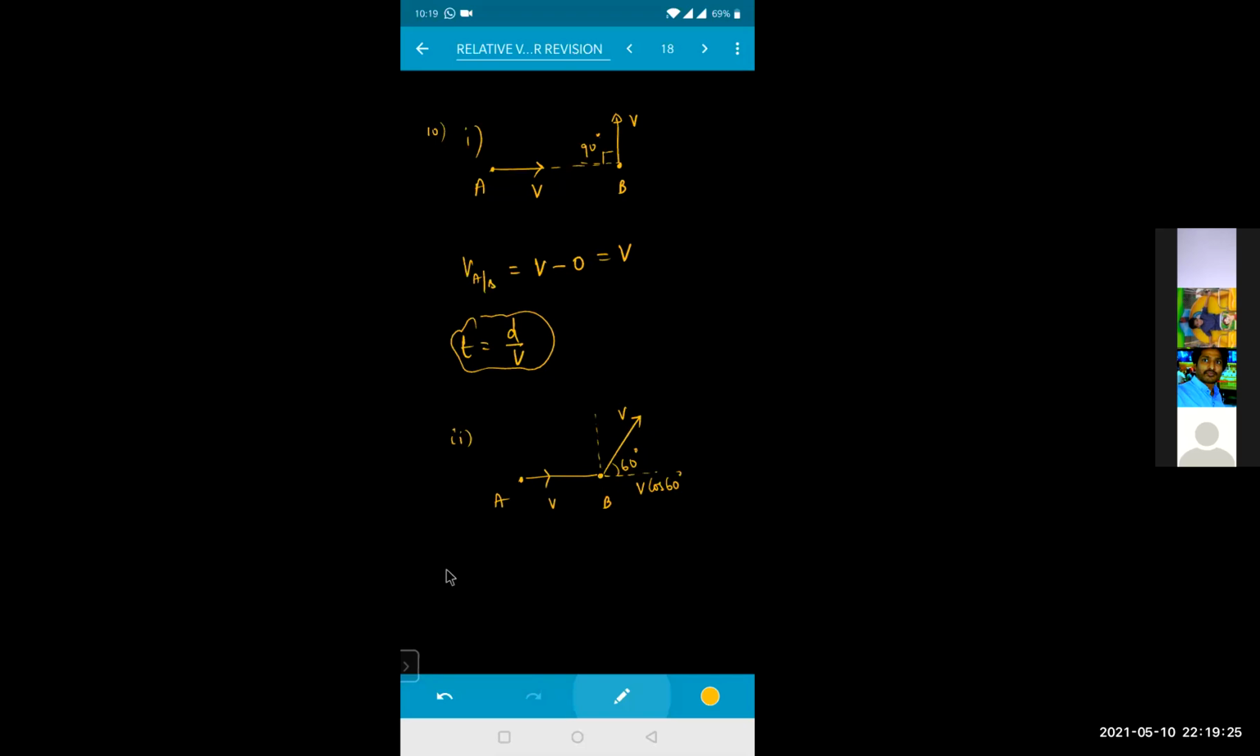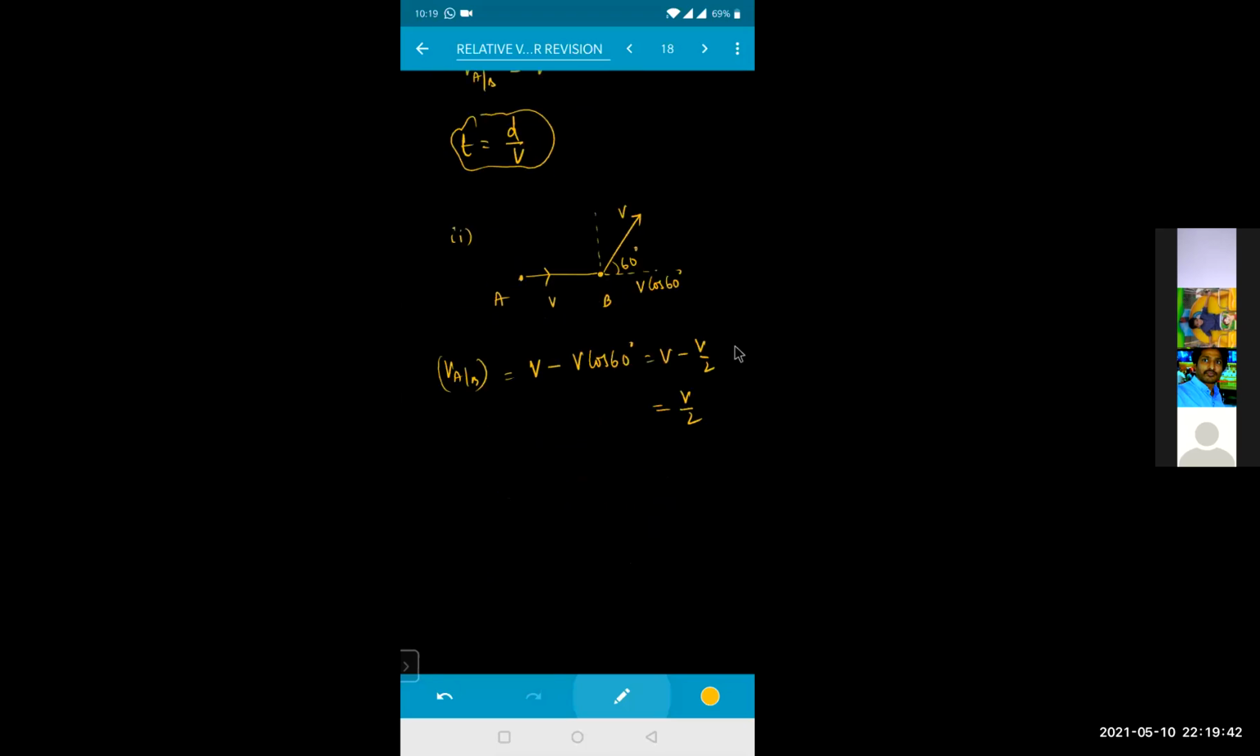So velocity of A with respect to B along the line AB will be equal to how much? V. This one is minus. This one is also minus of V into cos 60. So that will become how much? V minus V by 2. 1 minus 1 by 2 is nothing but V by 2. So time taken will be equal to how much? Time taken equals distance between A and B, given in the problem as D. So it is D divided by V by 2. So that will become 2D divided by V. So this will be that. Very good.